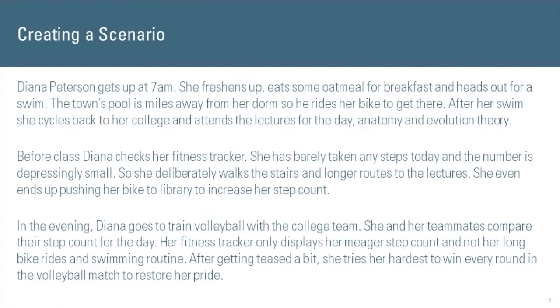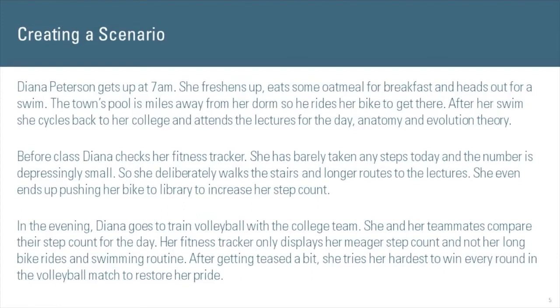In the evening, Diana goes to train volleyball with the college team. She and her teammates compare their step count for the day. Her fitness tracker only displays her meager step count and not her long bike rides and swimming routine. After getting teased a bit, she tries her hardest to win every round in the volleyball match to restore her pride.